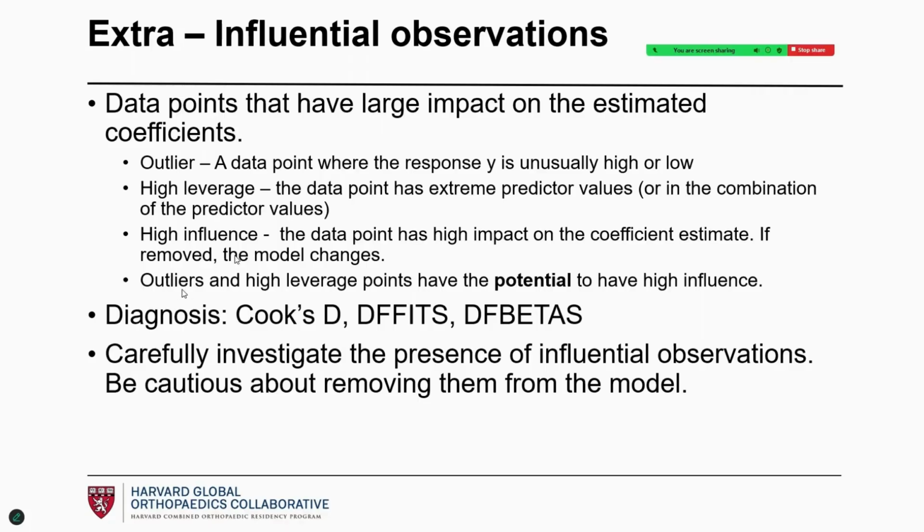Here we need to point out that the outliers and the high leverage points have the potential to have a high influence in our model, but that may not necessarily be the case. We diagnose the presence of influential observations by some tools that are also available in the majority of the statistical software, such as the Cook's distance, the difference in the fits, or the difference in the beta coefficient estimates. And once we have diagnosed this issue and we found that it is present, we need to carefully investigate whether these are real outliers or real data for our project.